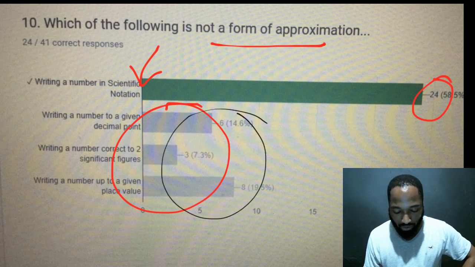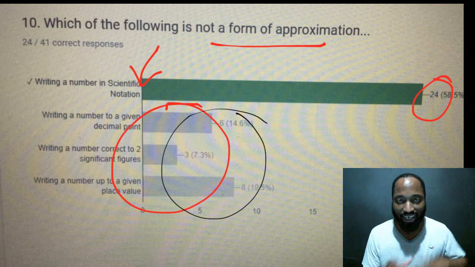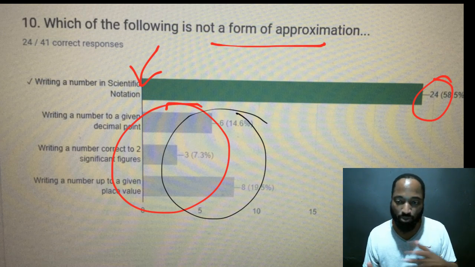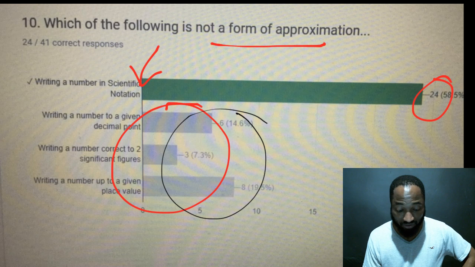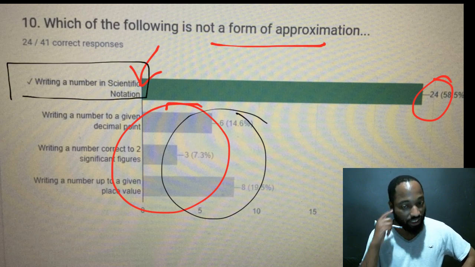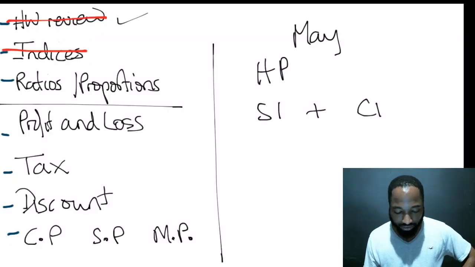Too many people put the wrong answers here. What this graph is showing is how many people put the wrong answer compared to the correct answer, which is useful to me, so I can get to know quickly which question is giving the most trouble, with one glance. And so I just verify that the only thing that is not a form of approximation is writing in scientific notation. All of these are approximation here.